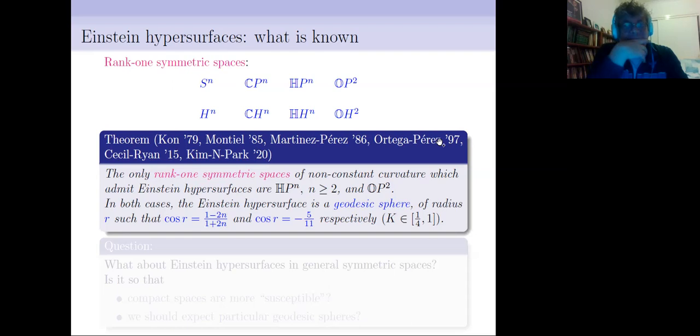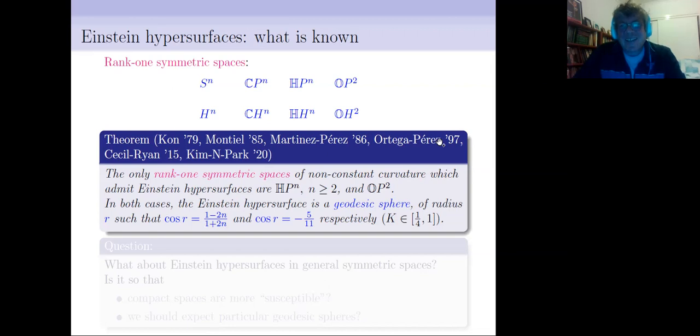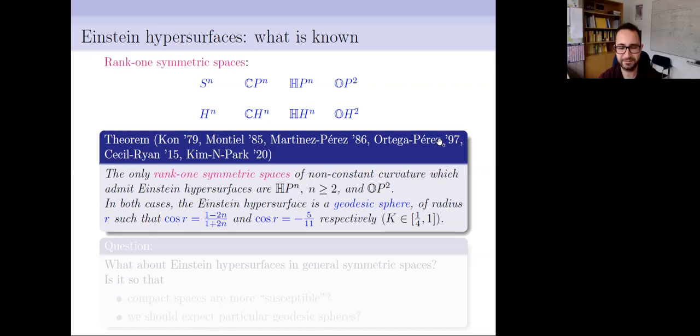In HP^n you have 3 complex structures. Hard to say. Well, I don't know. It's just calculations.